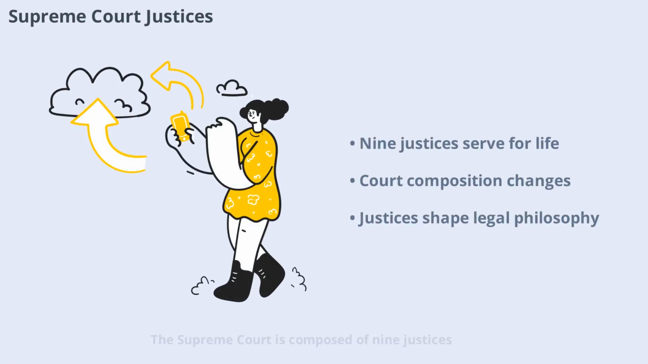The Supreme Court is composed of 9 justices, each appointed for life. Their backgrounds, philosophies, and interpretations of the Constitution shape the court's decisions. Over time, the composition of the court changes, reflecting shifts in American society and politics. The justices' deliberations and opinions are central to the development of constitutional law.